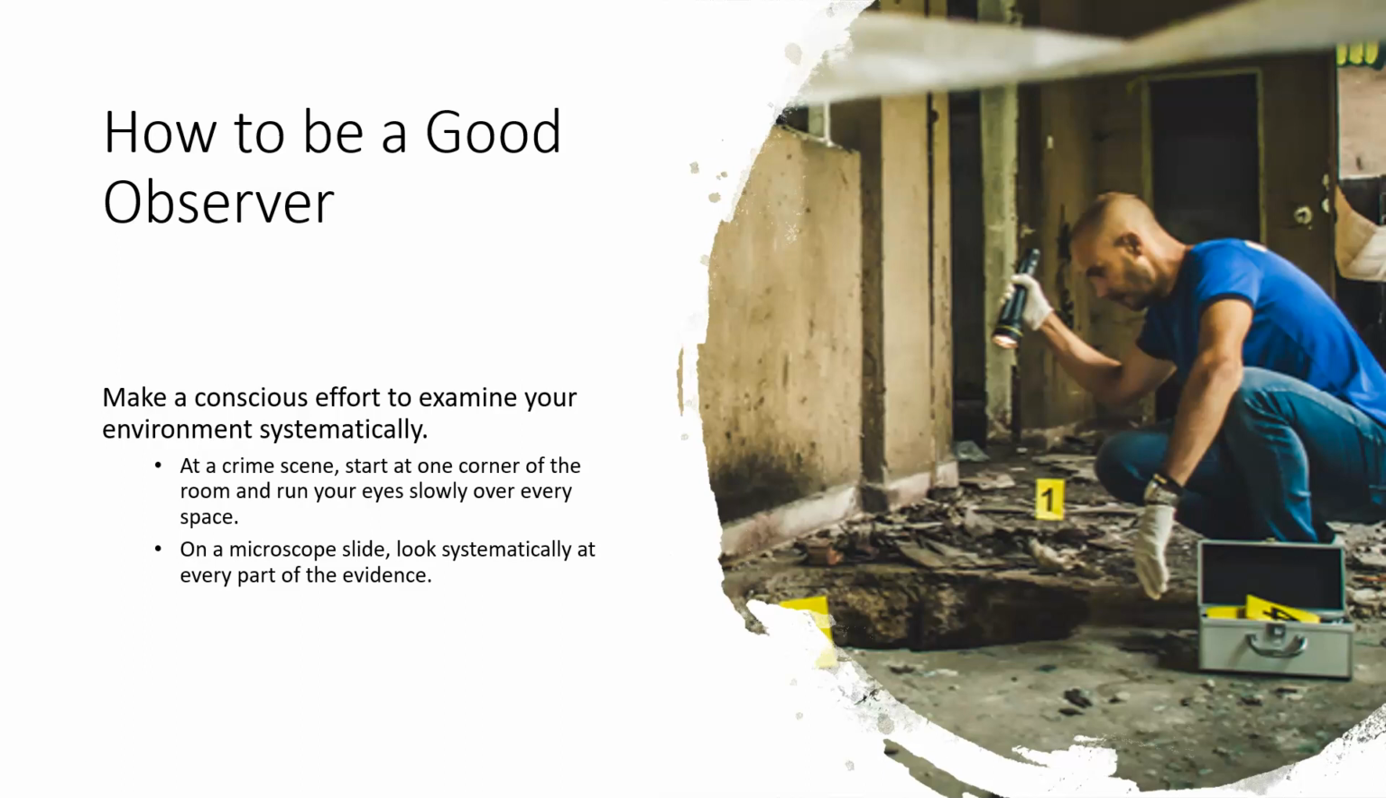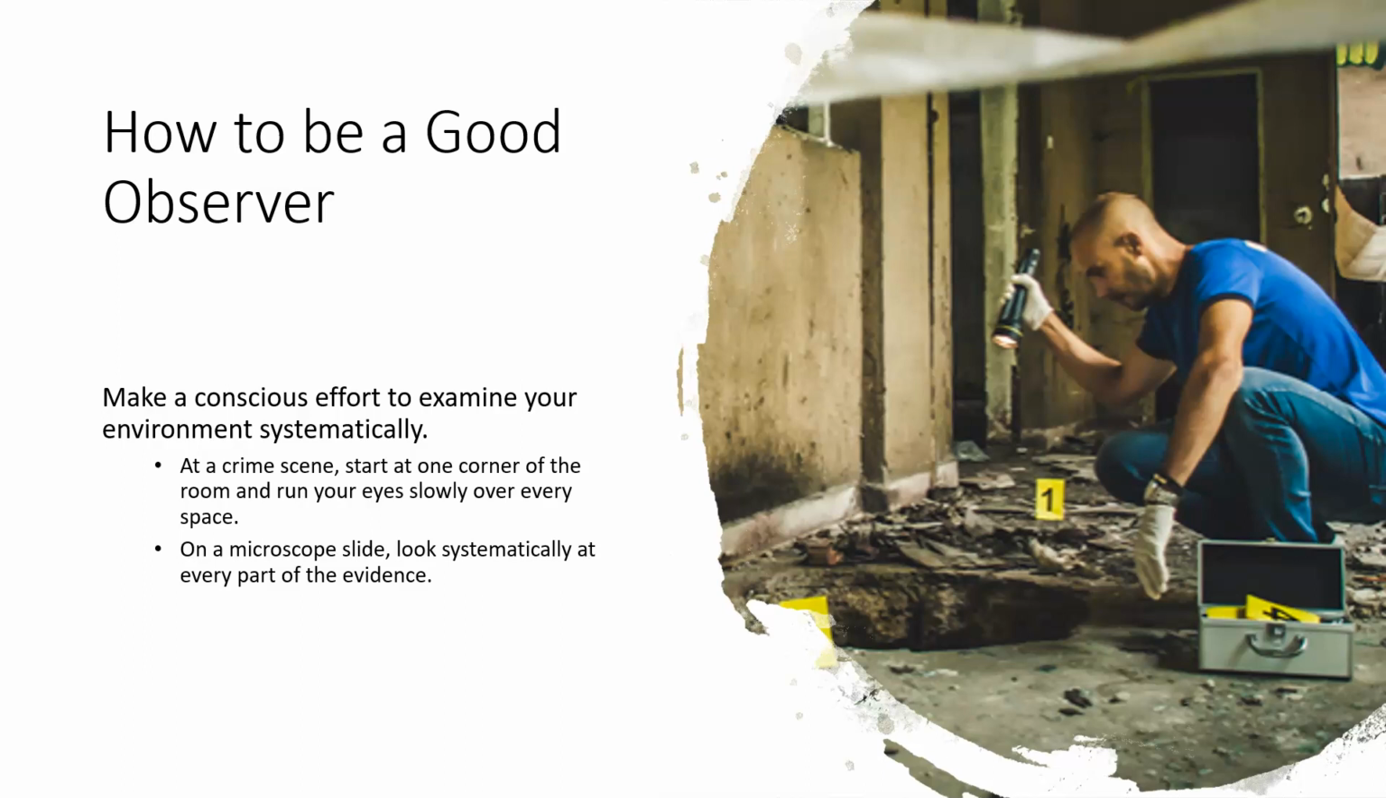So, how to be a good observer? Make a conscious effort to examine the environment systematically. When you go to a crime scene, you start at one corner and you work methodically to every part of the room. You're not just going to meander through the room. You're going to snake your way through the room, so to speak.